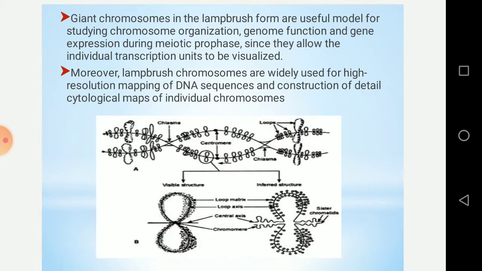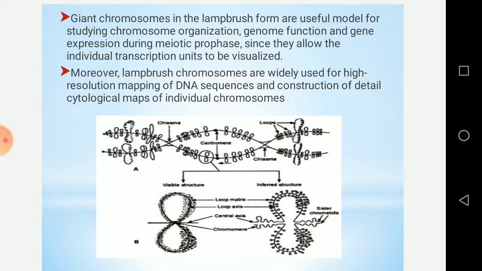Giant chromosomes of lampbrush form are a useful model for studying chromosome organization, genome function, and gene expression during meiotic prophase, since they allow individual transcription units to be visualized. And since it is easy to isolate and easy to visualize, we can study many functions and many different types of chromosomal abnormalities. Anything abnormal we can easily identify and study with this type of chromosome, like polytene chromosome and lampbrush chromosome.